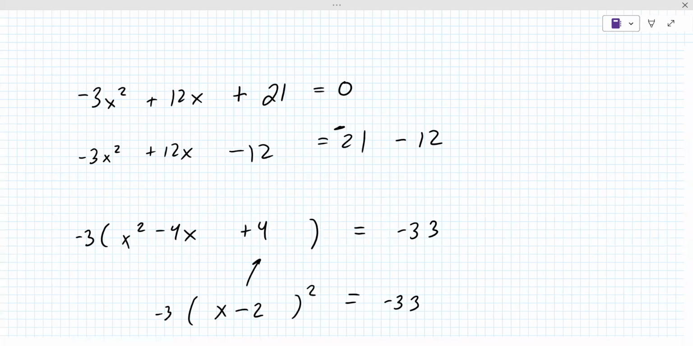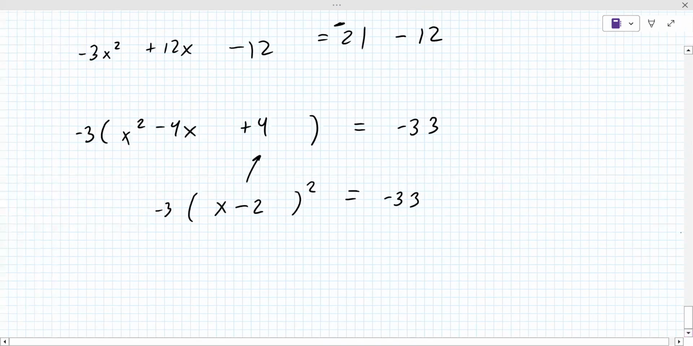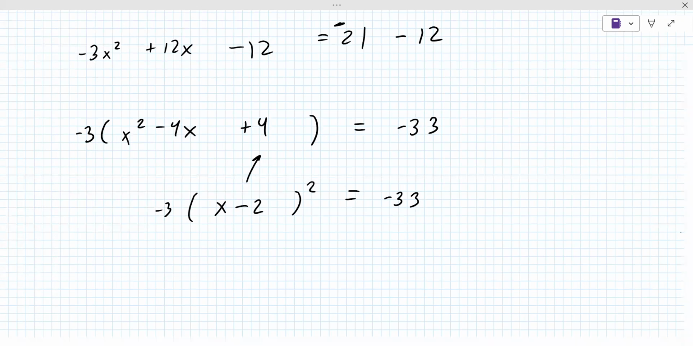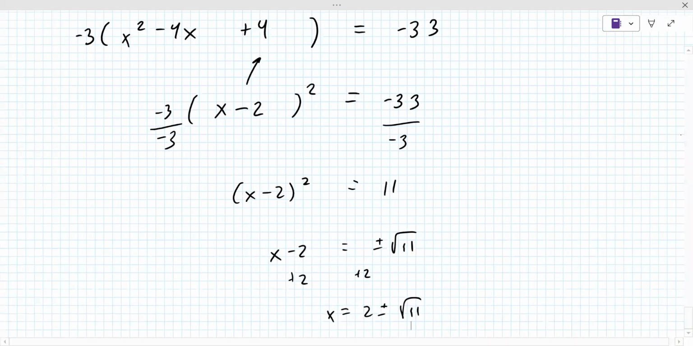Okay. All right. x minus 2 equals square root of negative. So no real solution. Now you divide by negative 3. Oh yeah. You got to divide by that number first. Yeah. So then you get 11. So it's plus or minus the square root of 11. Add 2 to both sides. x equals 2 plus or minus the square root of 11. Yep. Like that. All right.